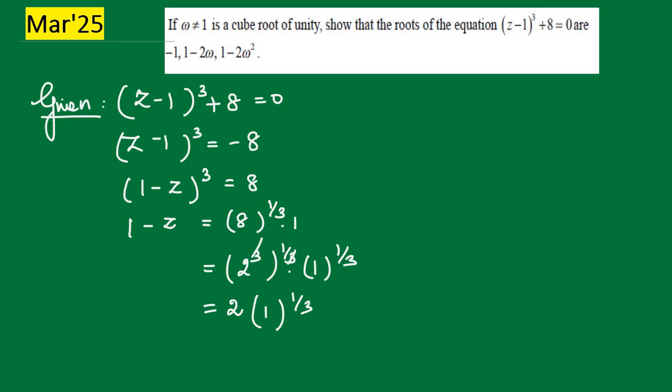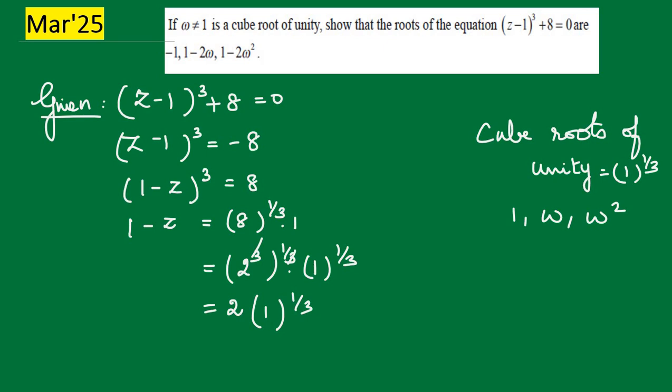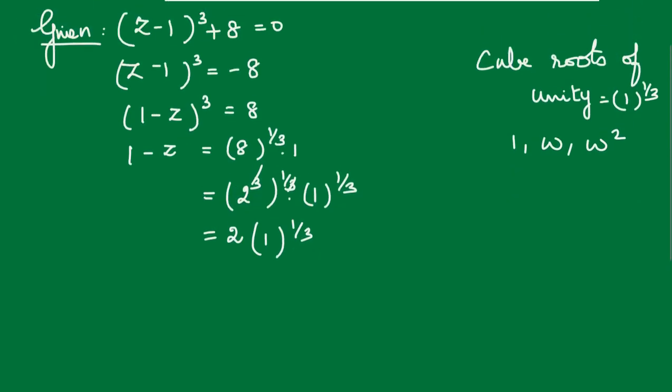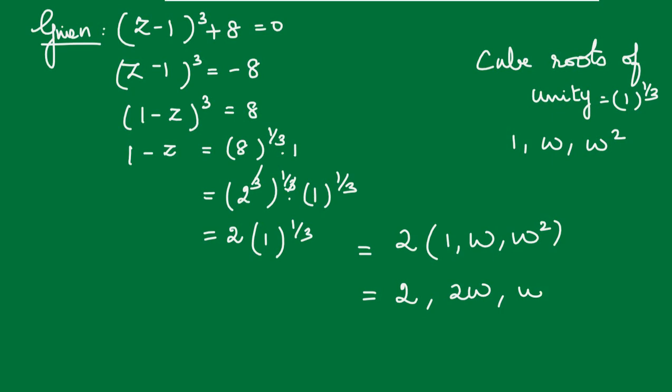Now there are three roots for the given equation. We know the cube roots of unity. We have learned what the cube roots of unity are. So the cube roots of unity, that is 1^(1/3), the roots are 1, omega and omega squared. So we are going to substitute that here. This can be written as 2 into 1, omega, omega squared. Now multiplying by 2 inside we get 2, 2 omega, 2 omega squared.